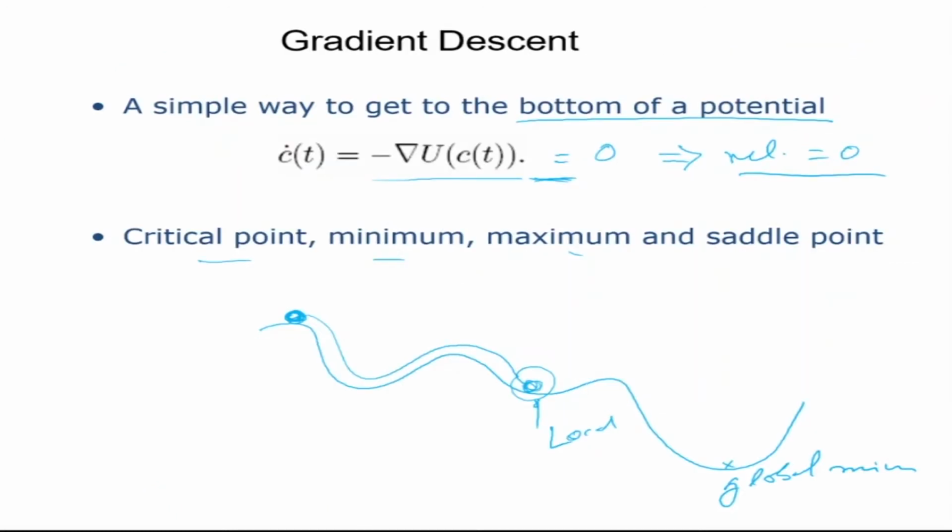Now the very simple way by which this method works is that it goes to the bottom of the potential, so it basically means it follows a gradient descent algorithm. Now if it is following a gradient descent algorithm, there is a question of a local minima or a global minima.